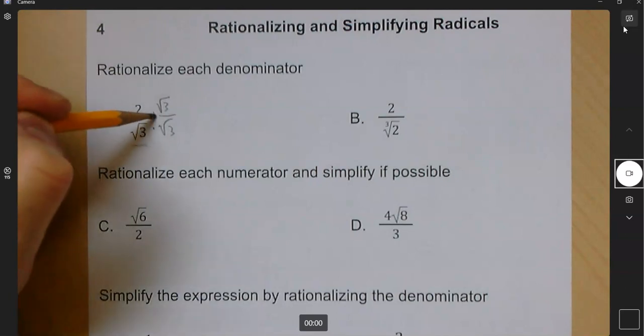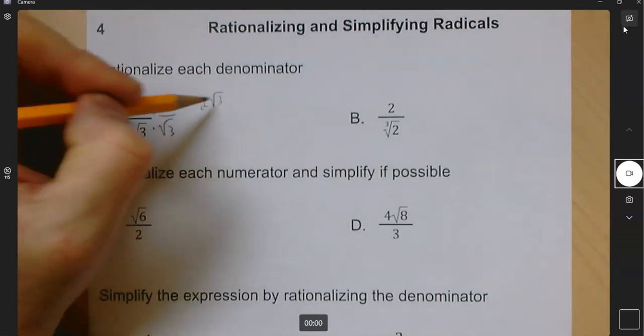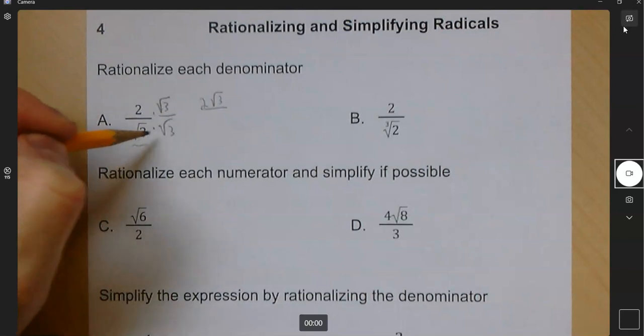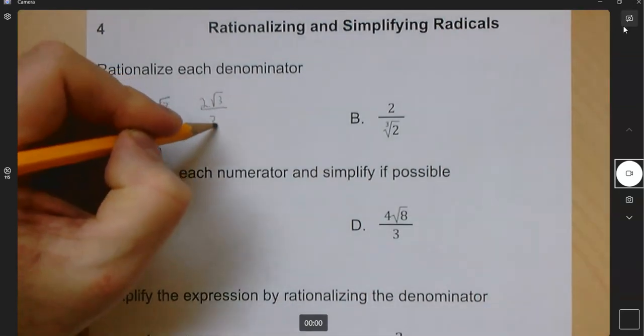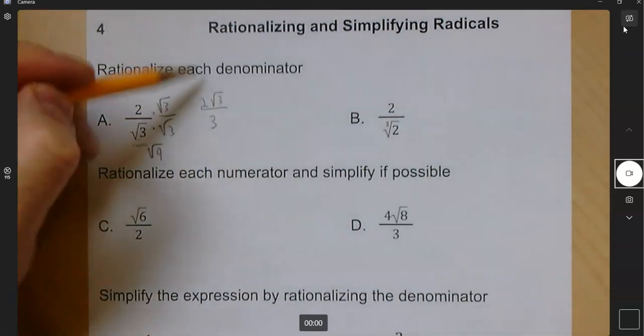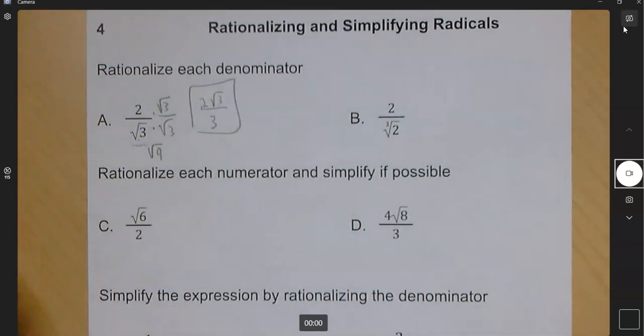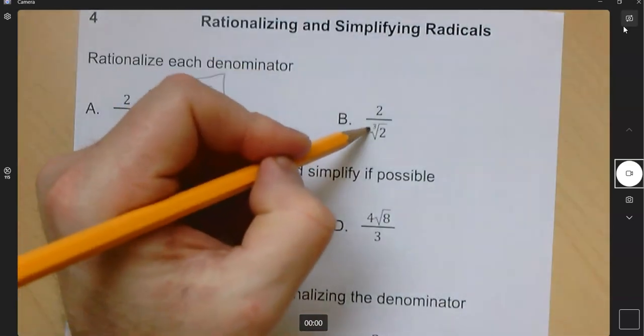So now I have 2 times root 3 is just 2 root 3. Root 3 times root 3 is root 9, and the square root of 9 is just 3. So notice, there is no more square root in our problem. On B, this is a cube root of 2.